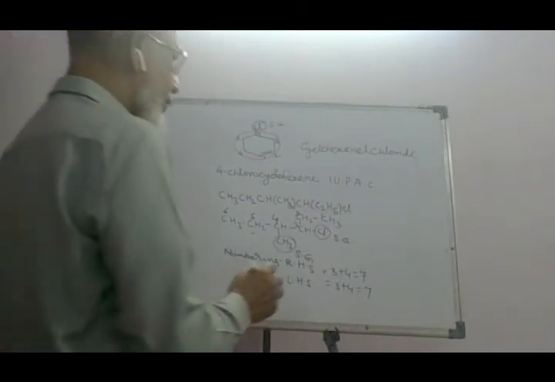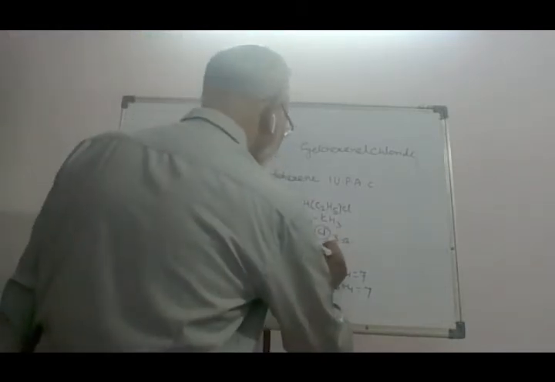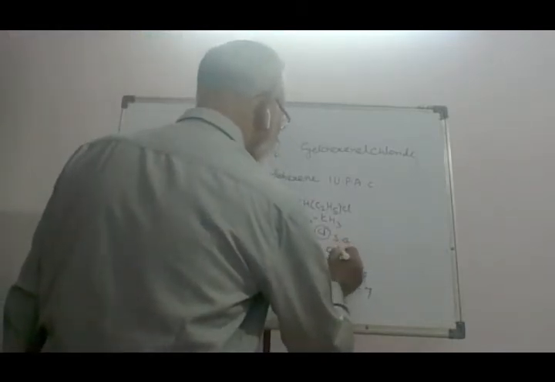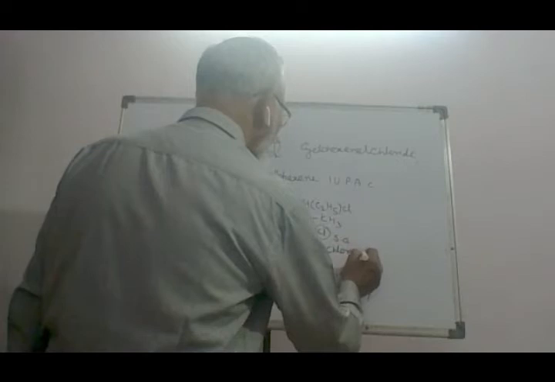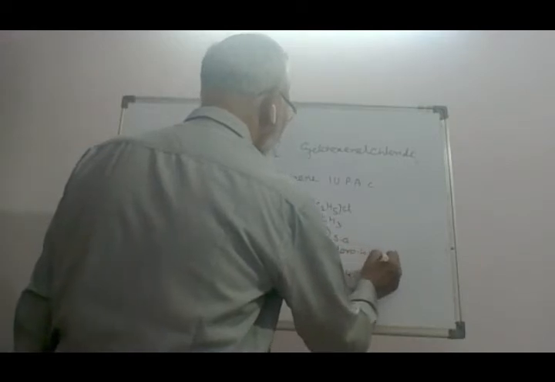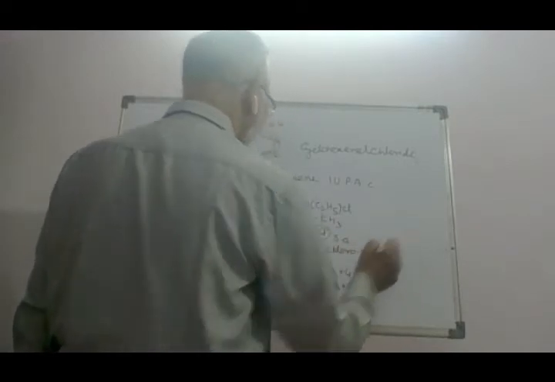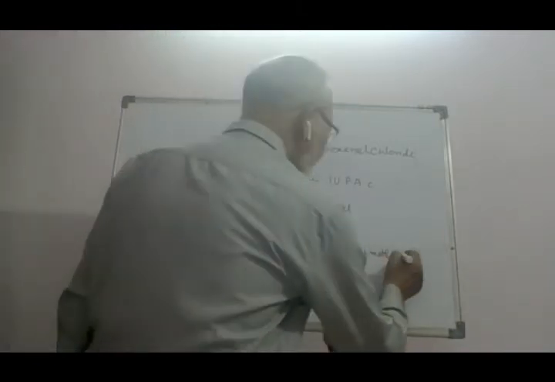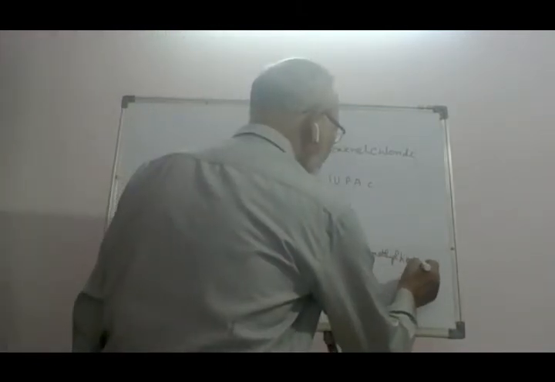So it will be called 3-chloro-4-methylhexane. Hex is the word root and "-ane" is the primary suffix. This is the complete name of this compound.